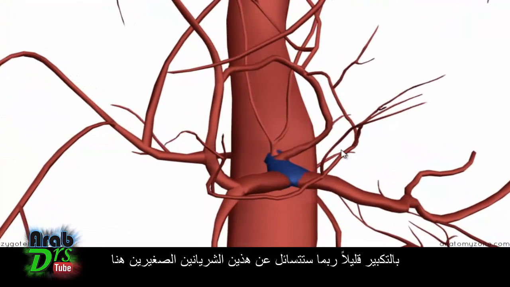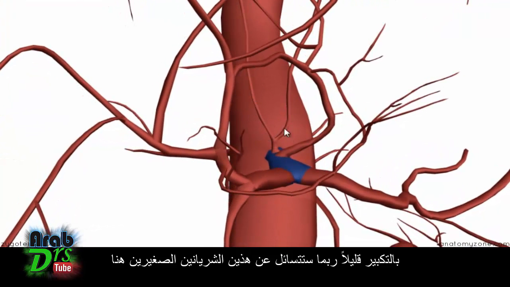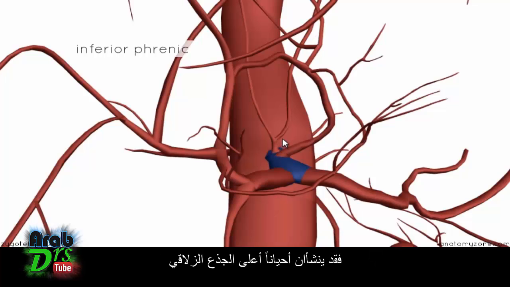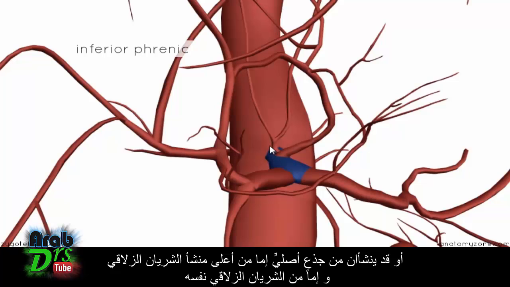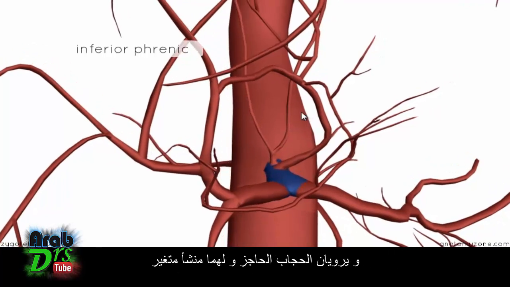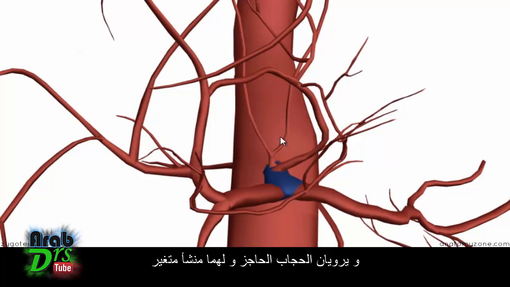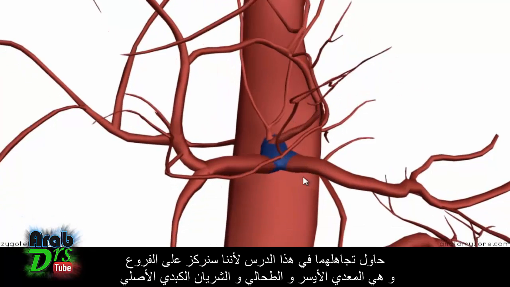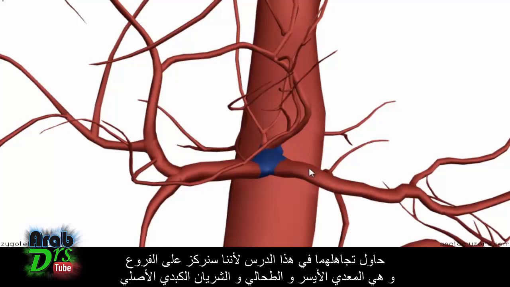So if I zoom in a little further, you might be wondering what these two little arteries here are. These are actually the inferior phrenic arteries, and their origin is very variable. They can arise above the celiac trunk, or they can arise from a common trunk, either above the origin of the celiac artery or from the celiac artery itself. So these are the inferior phrenic arteries which supply the diaphragm, and they have a variable origin. So ignore these for this tutorial. We're just going to focus on the branches, the left gastric, the splenic, and the common hepatic artery.